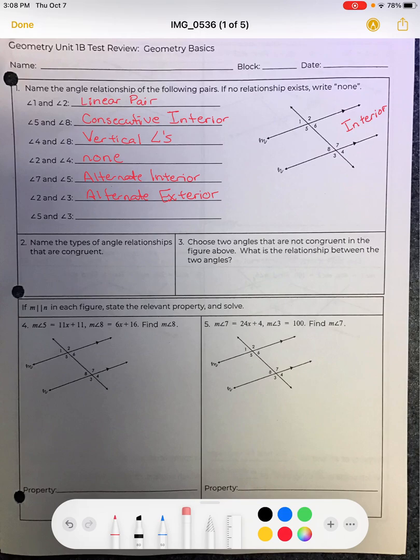Okay, the last one we have is 5 and 3. So you'll notice one of these is on the interior and one is on the exterior. These are called corresponding angles.